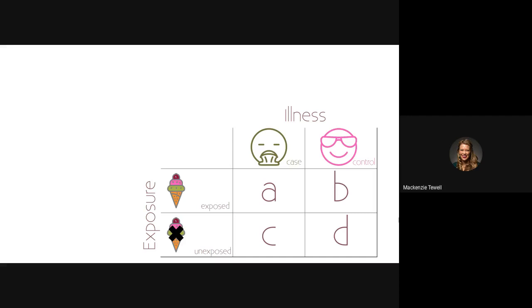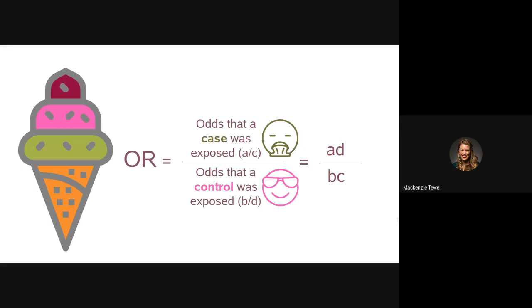The table has 4 fields, A, B, C, and D. A is the number of sick cases who are exposed to the item of interest, which in this case is ice cream. B is the number of well controls who are exposed to ice cream. C is the number of cases who did not eat ice cream, and D is the number of controls who did eat ice cream. With some simple math, we can obtain an odds ratio.